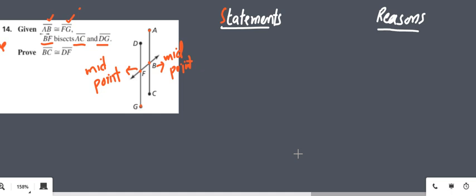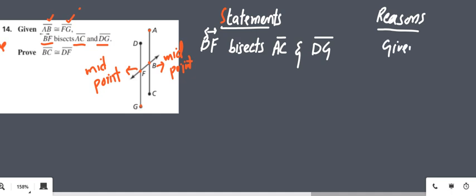Now the first sentence that I'm going to write is about the line BF, that it bisects AC and DG. So BF ray bisects AC and DG. So it is given.